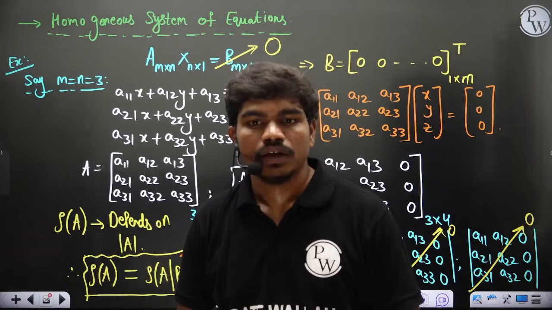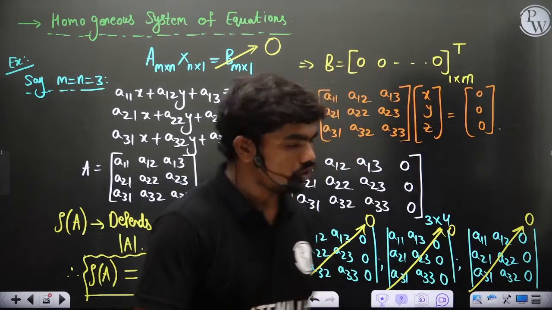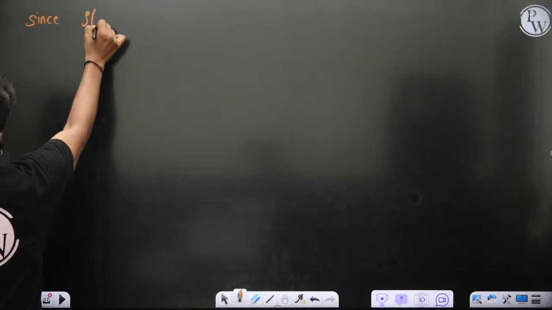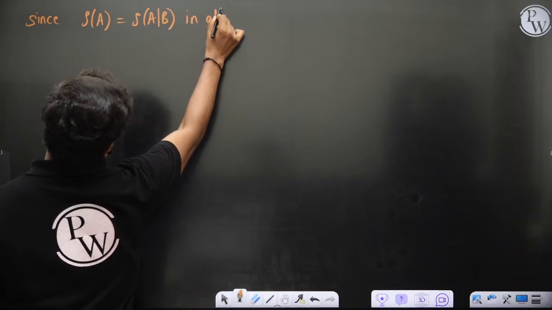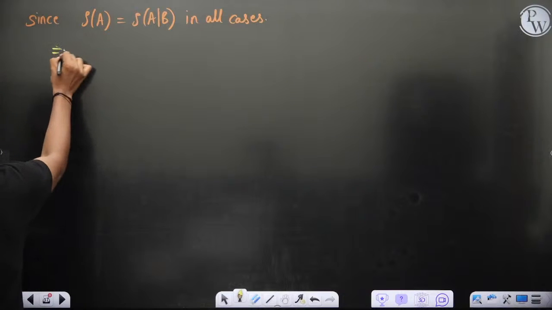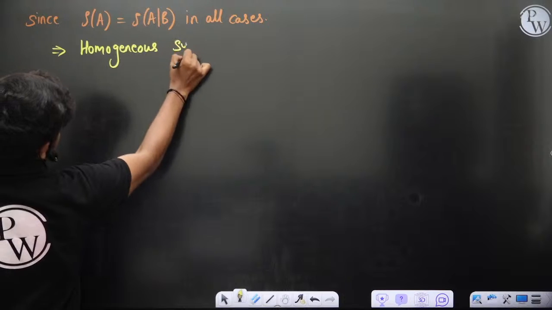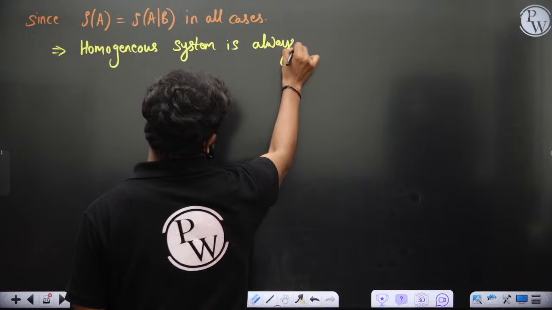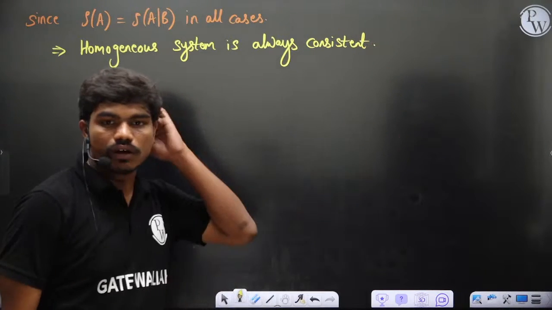Clear? Now, when could be the case where this system has infinitely many solutions? First of all, look carefully here. Since rank of A is equal to rank of A augmented B in all cases, this implies the homogeneous system is always consistent. Okay, so this is always consistent.